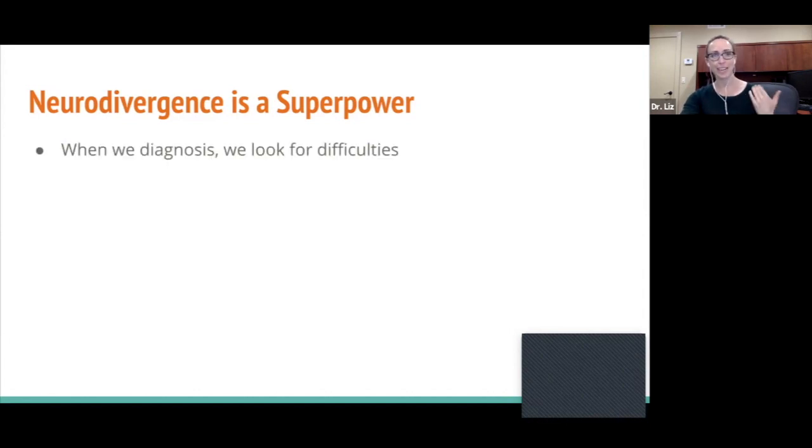When we diagnose, by definition, we're looking for the difficulties. When we're determining eligibility for a child, we are looking at the difficulties. This is the foundation of our diagnosis. But that is not the whole story. Before we talk to the child, we really have to shift our lens. In fact, before we talk to parents, this lens shift is important too.